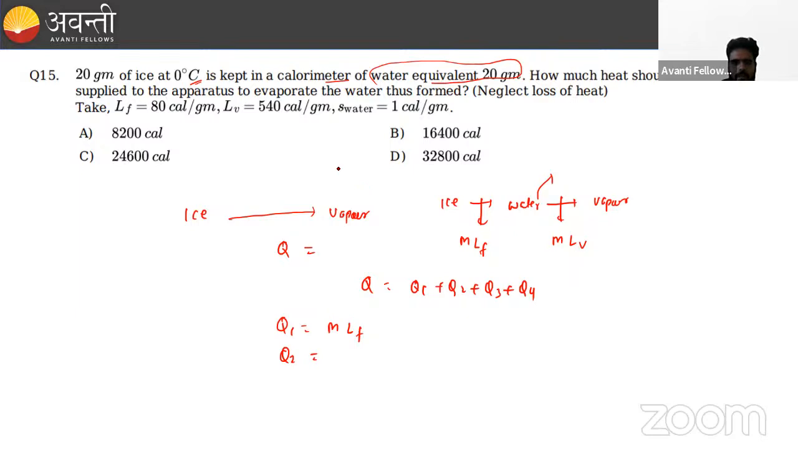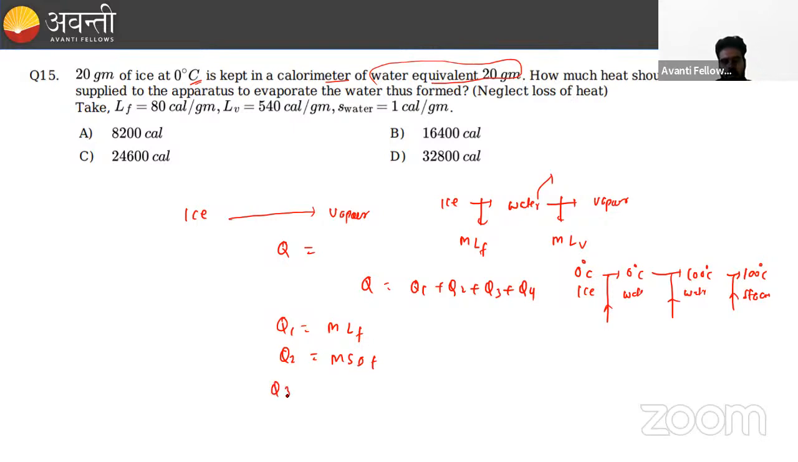Q2 is the heat that changes the temperature of water from 0 degrees Celsius to 100 degrees Celsius. Actually the process is this: 0 degrees Celsius ice converts to 0 degrees Celsius water, this converts to 100 degrees Celsius water, and again the 100 degree water converts to 100 degree vapor or steam. So heat 1, heat 2, heat 3, and the fourth heat is for the water equivalent. What is the value of Q2 here, guys? This is m s delta T, and the value of Q3 is again m into latent heat of vaporization, and Q4 is the mass into the water equivalent, times the change in temperature from 0 to 100.